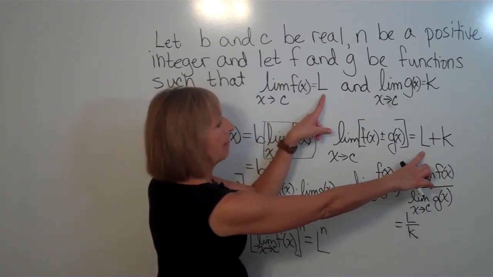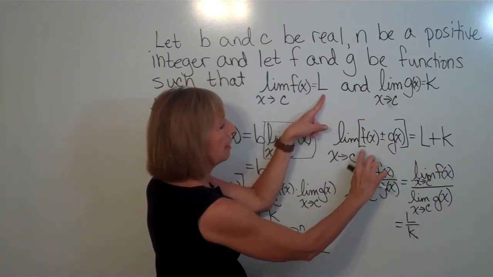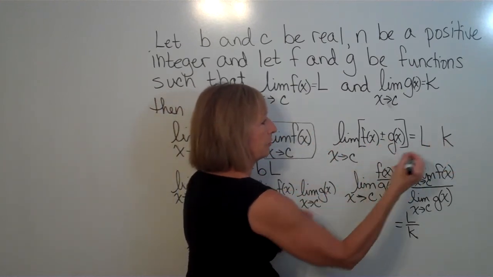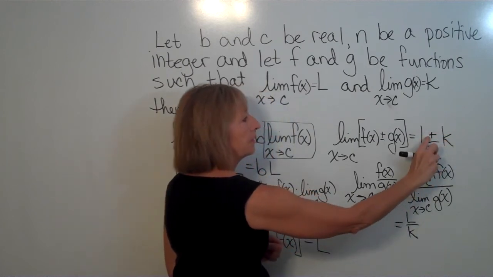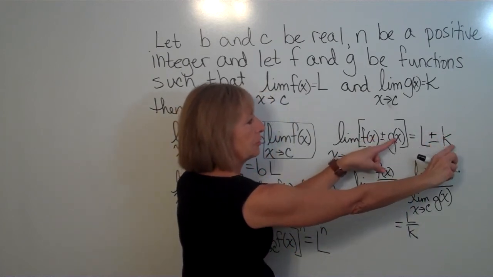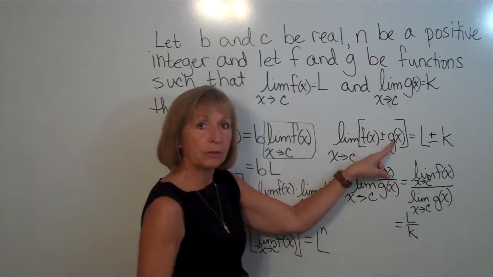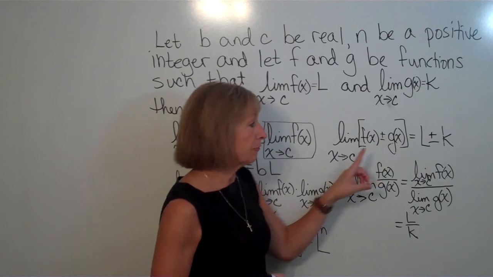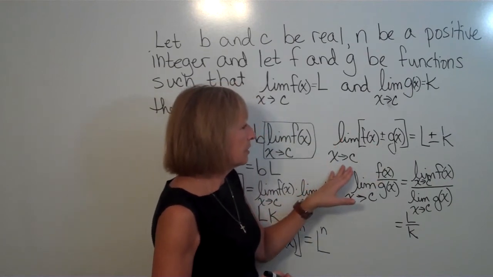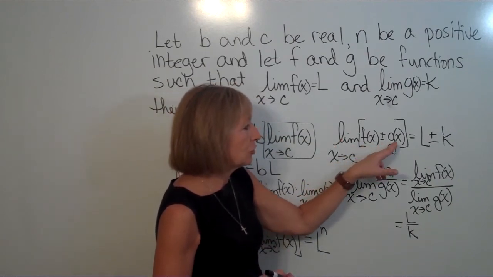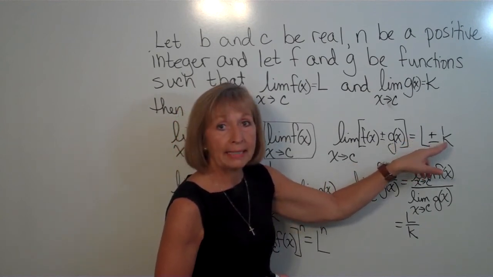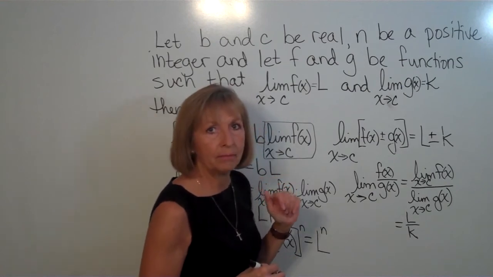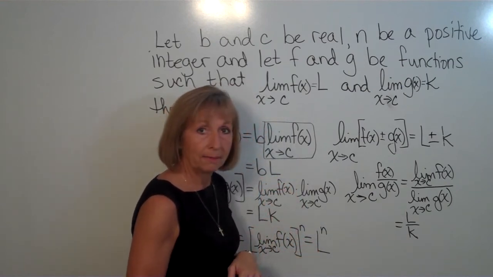So I just have our limit as x approaches c of f of x is L, then plus, and I needed a plus or minus here, then plus, when I'm doing an addition between the two functions, the limit as x approaches c of g of x is K. And if you're doing the subtraction of the two functions, the limit as x approaches c of f of x minus g of x would equal L minus K. So top path for the top path and lower path for the lower path.